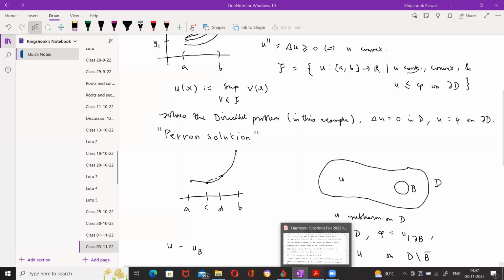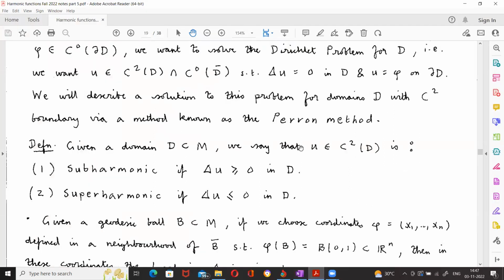All right. So we're going to be using subharmonic functions. First of all, let's recall the definition. For a C2 function, the definition is just the usual one. If the Laplacian of u is greater than or equal to 0, we say that u is subharmonic. And we say that it is superharmonic if the Laplacian of u is less than or equal to 0.